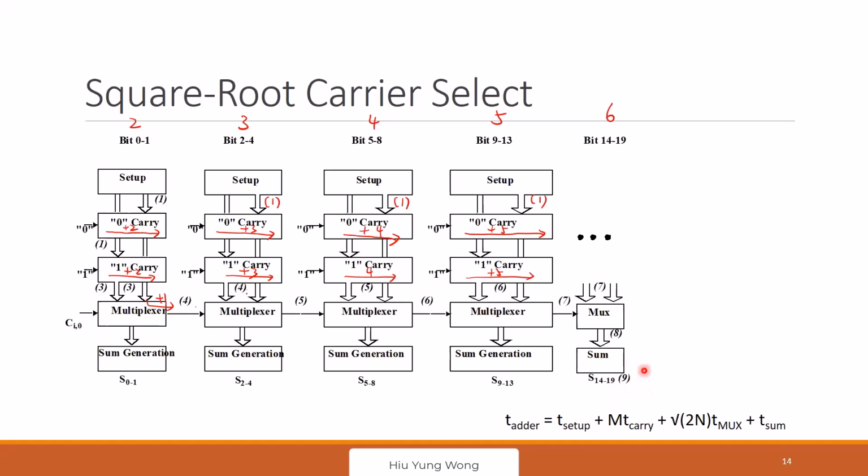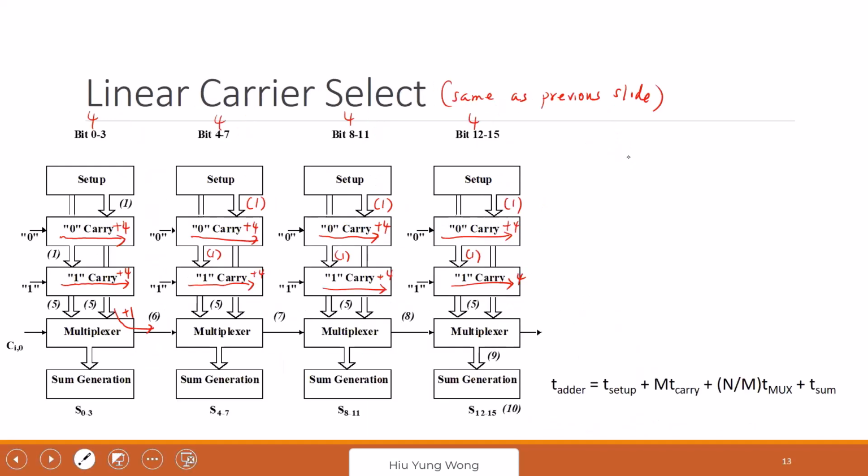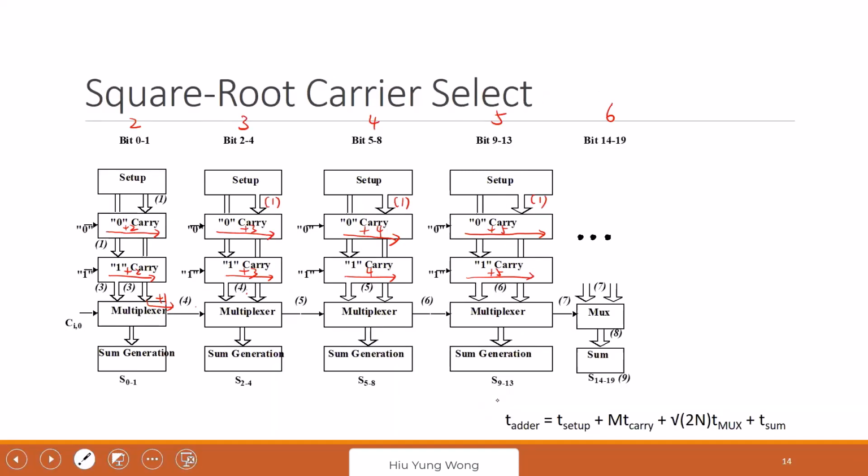And then you see all together, I only use 9 units of time, but I'm working on 20 bits. Look at earlier, this is only a 16-bit adder, and I used 10 units of time. My 20-bit adder is faster than the 16-bit adder by 10%. That's why this is better, because there's no waste.